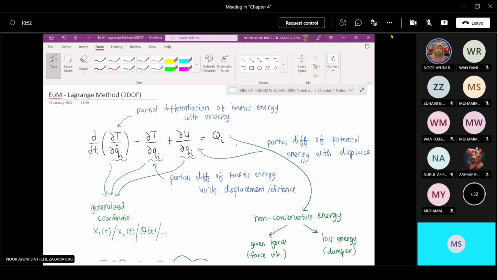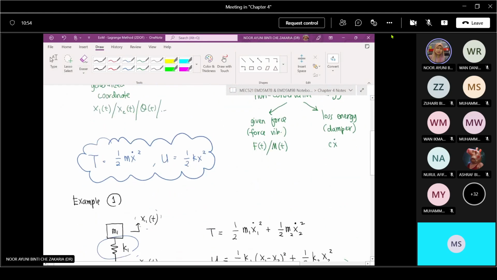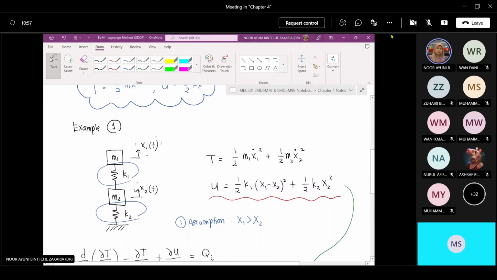Okay, so this is the equation. So we have been doing example 1. From example 1, we have our kinetic energy based on the kinetic diagram lah. In this case, we have x1 and we also have x2. If it is x and theta, then you are going to have x and theta. We'll see in another example if you have other kinds of generalized coordinates.